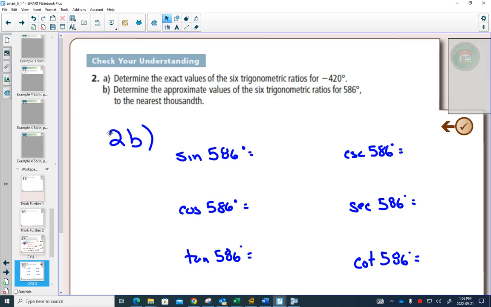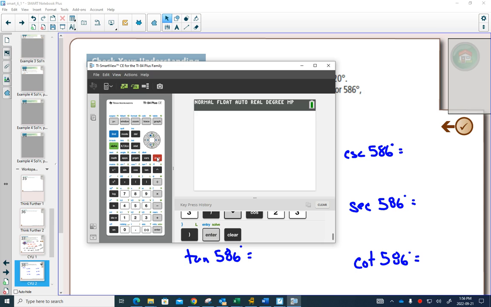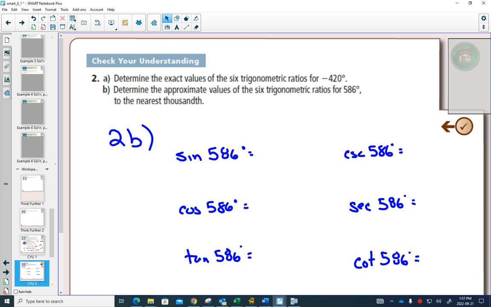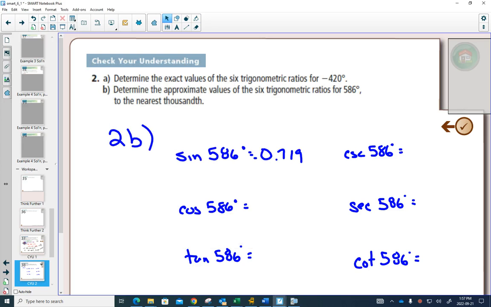Well, if I want to find, to the nearest thousandth, sine of 586 degrees, I can go to my calculator, hit sine, 586. If you are not getting negative 0.719 on your calculator, then you're probably not in degrees. So check this out, type that in. Can you get negative 0.719 to the nearest thousandth on your calculator? Same thing, check cos. Cos of 586 degrees, negative 0.695.